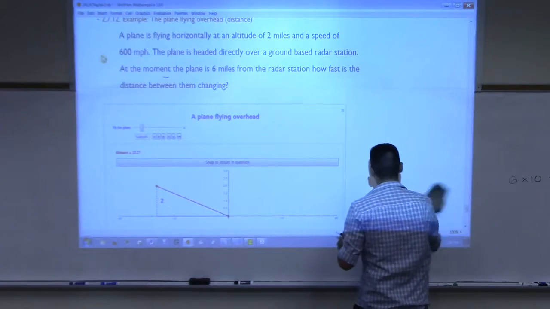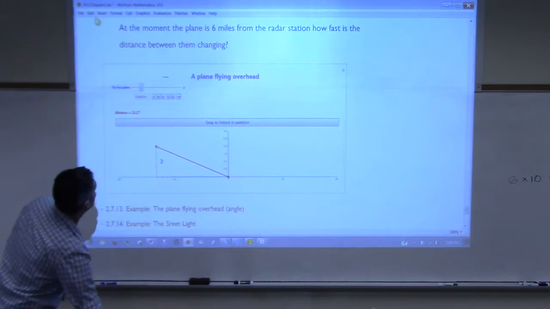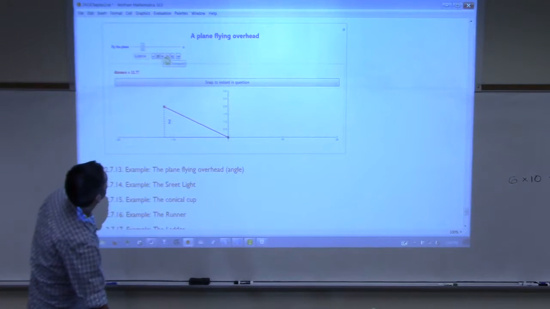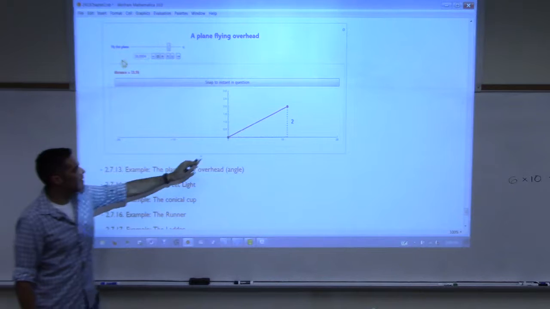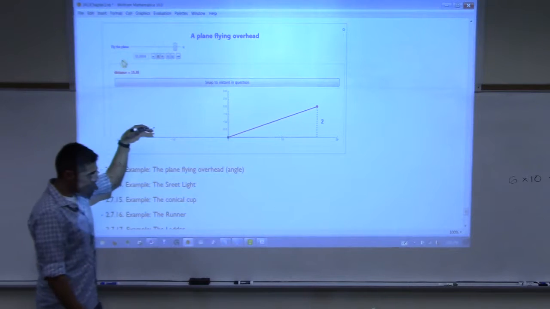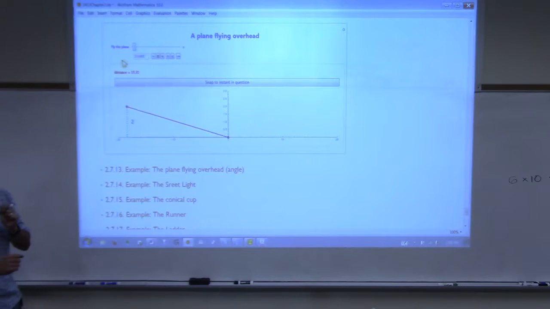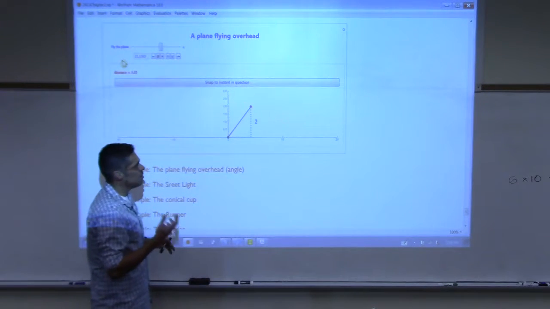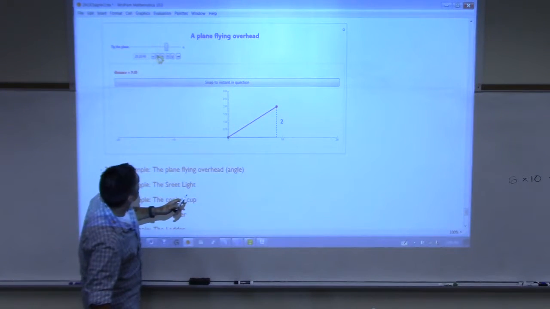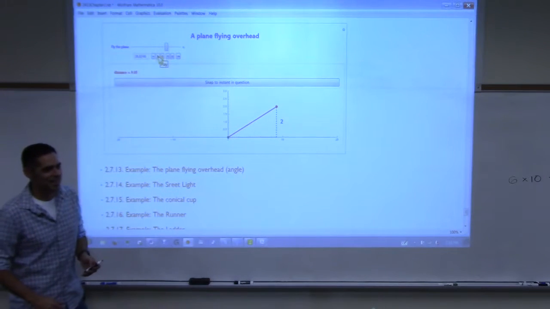All right, so this is now getting into something a little more applicable to the real world because you have a plane that's flying overhead at a certain speed. The plane is the red dot, the person on the ground here. And as it flies overhead, we're trying to measure how fast the distance between the plane and the person is increasing or decreasing. Another way to think about this is, let's say there was a rope connected between the person and the plane. They're very dangerous, right?